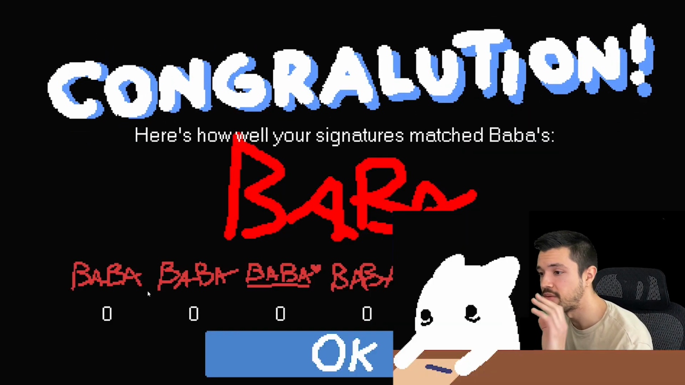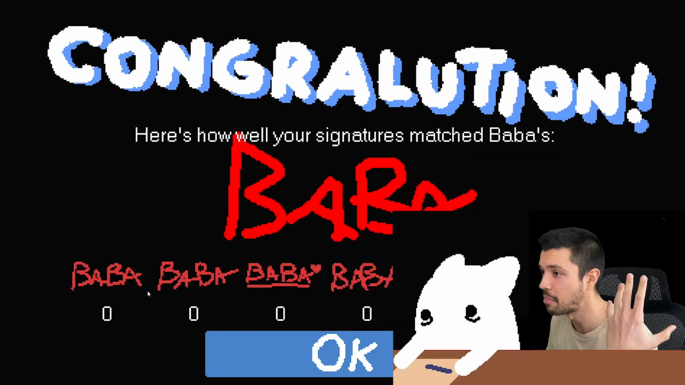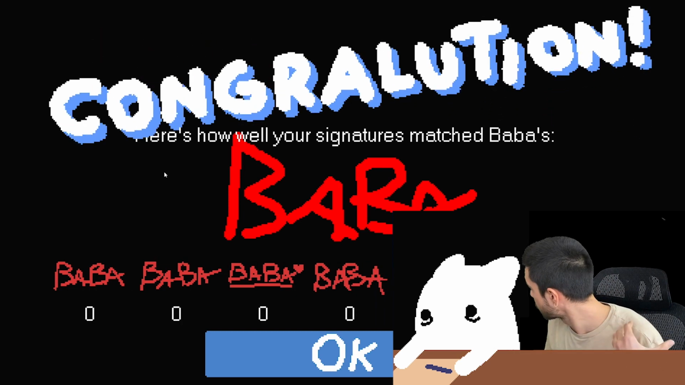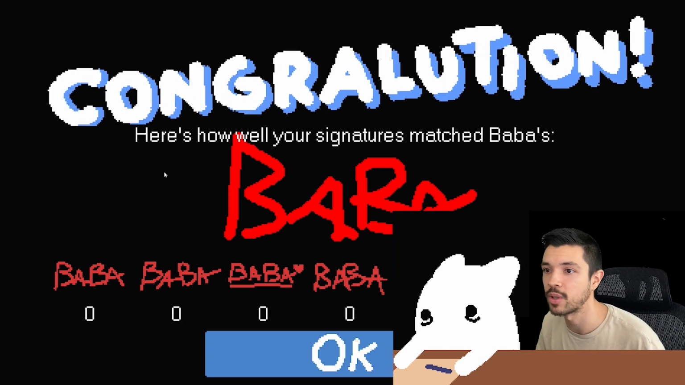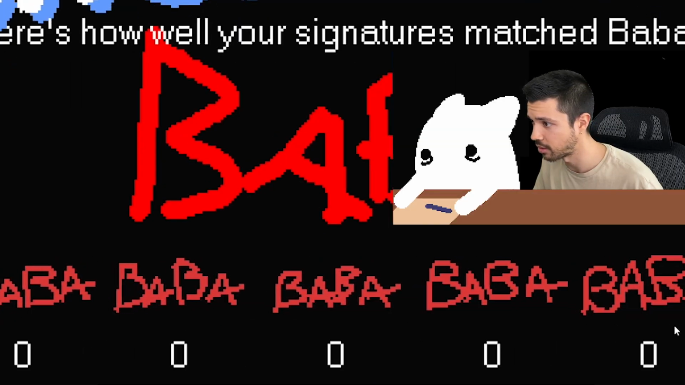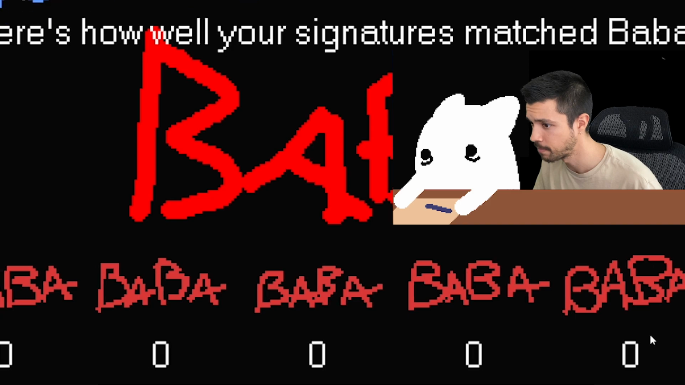Baba, I know that even after all this, you might not even get money back on your tax return, but check this out. Look, good news. We got a response about how we did on our taxes, and this is what it says. Here's how well your signatures match Baba's. Looks like we got zeros all across the board. Okay.